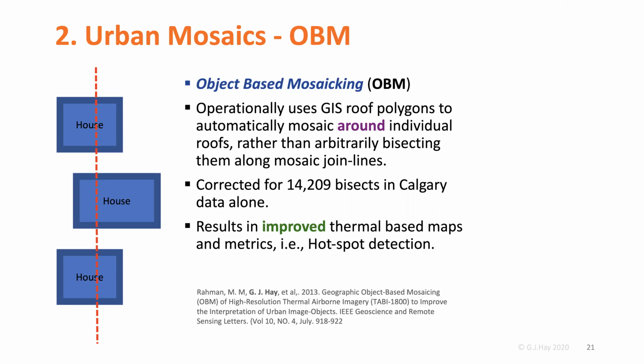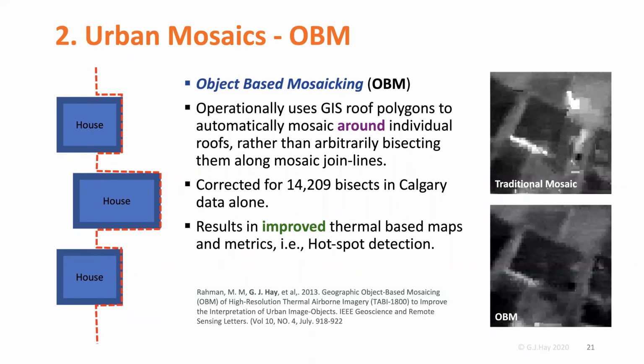And I'm going to show you why this is important. So what we do is we mosaic around our houses. We automatically mosaic around the houses. We don't have to create this individually. We do this automatically now. So we're using objects again. And this is why it's important.